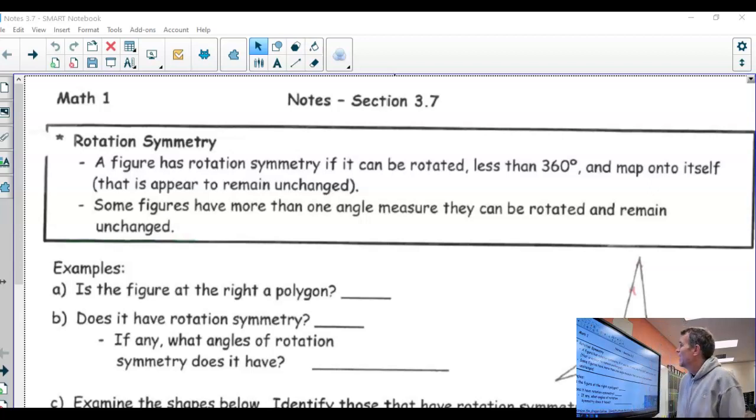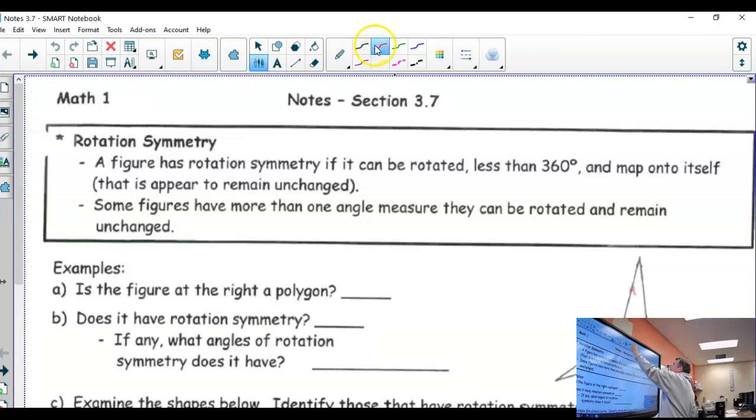In the last section, we talked about symmetry and specifically reflection symmetry. So today, we are going to talk about the other two types of symmetry there are, rotation symmetry and translation symmetry. And we are starting with rotation symmetry, as you can see. So here we go. Rotation symmetry.